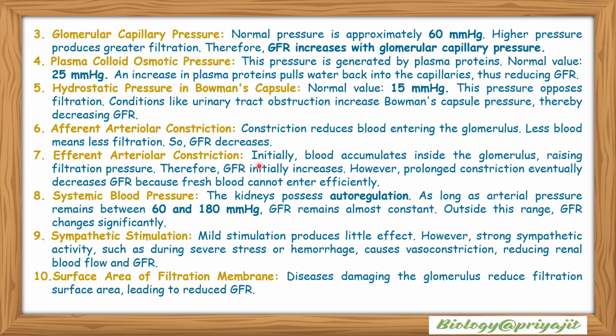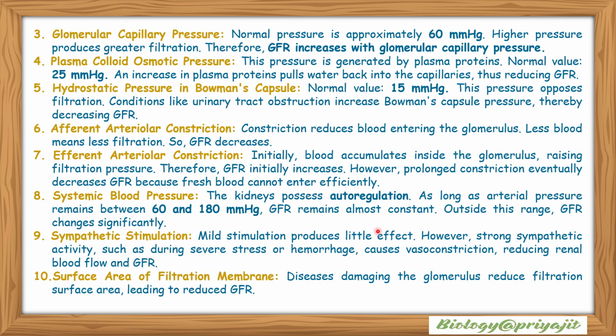Efferent arteriolar constriction. Initially, blood accumulates inside the glomerulus, raising the filtration process. Therefore, GFR initially increases. However, prolonged constriction eventually decreases GFR because fresh blood cannot enter efficiently. Systemic blood pressure. The kidneys possess autoregulation. As long as arterial pressure remains between 60 and 180 mmHg, GFR remains almost constant. Outside this range, GFR changes significantly.